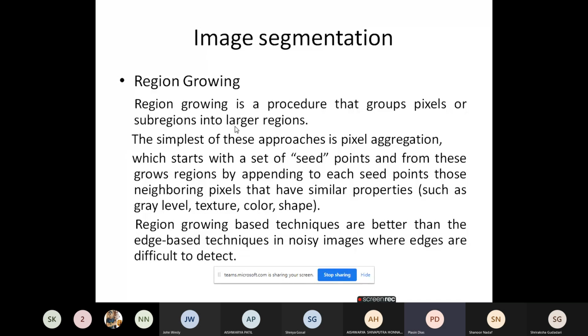That's why most of the time region growing based techniques are considered better compared to edge based techniques. Though we have not discussed edge based yet, we'll discuss it later. In the last slide I have tried my level best to add the edge based technique details in a short way. Right now, region-based technique is considered better compared to other techniques.